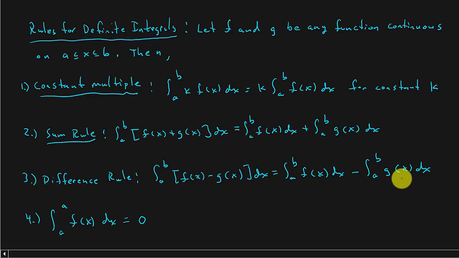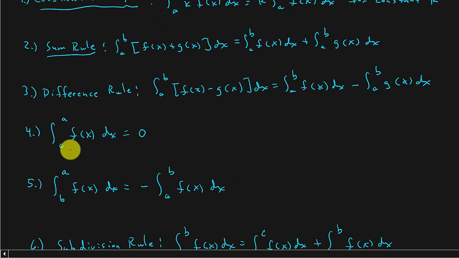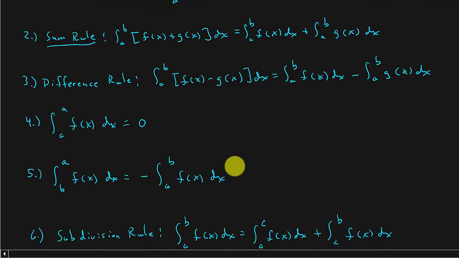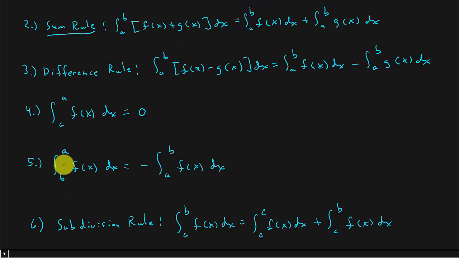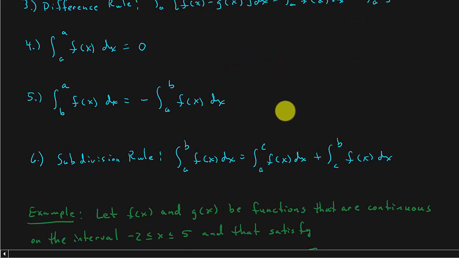And then if we integrate f of x from a to a, that's equal to 0. And if we have the integral b to a and we swap the bounds, see if I put the b on top and the a on bottom, what that does is it changes the sign. And then we've got a subdivision rule that says the integral from a to b of f of x dx is equal to the integral a to c of f of x dx plus c to b of f of x dx, and c is some number between a and b.